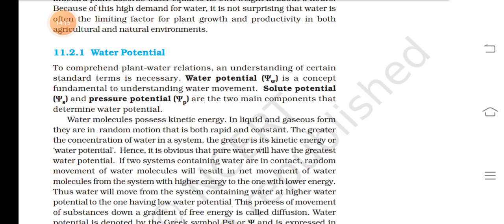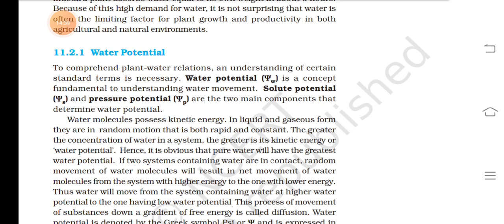11.21 Water potential. To comprehend plant water relations, an understanding of certain standard terms is necessary. Water potential is a concept fundamental to understanding water movement. Solute potential and pressure potential are the two main components that determine water potential.